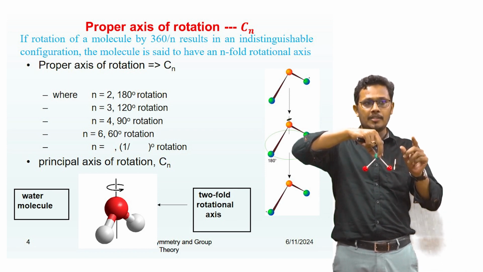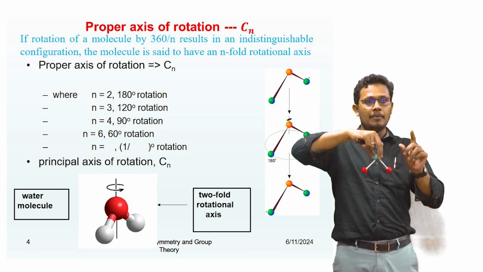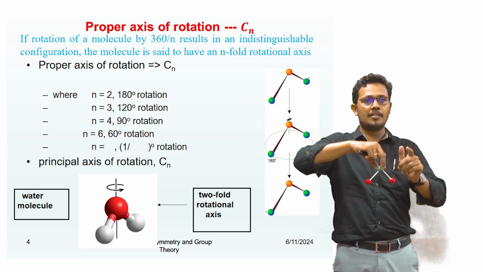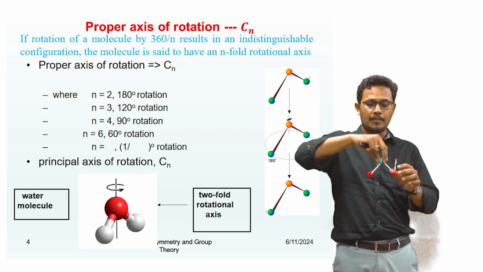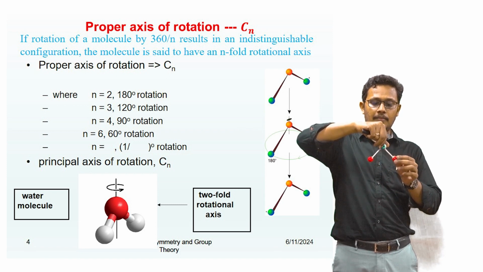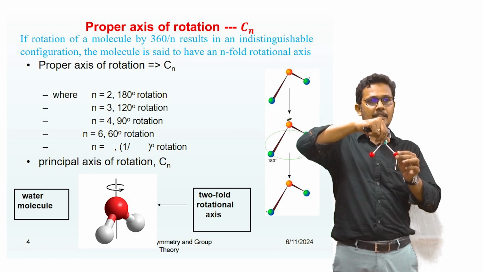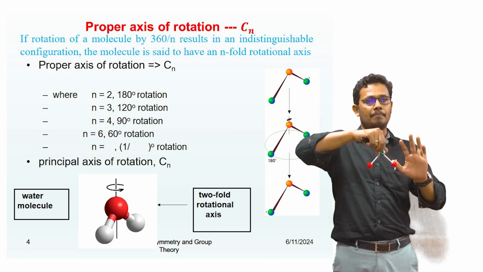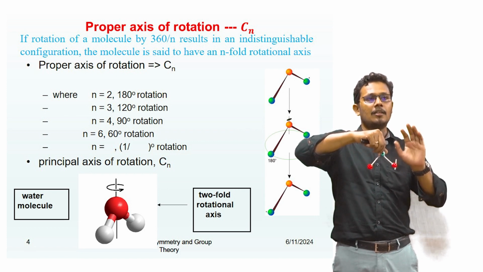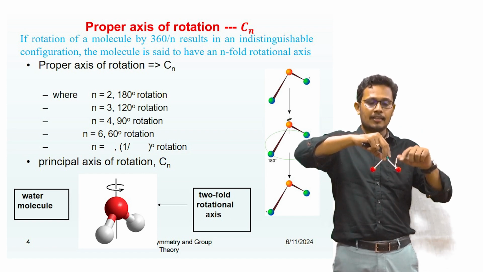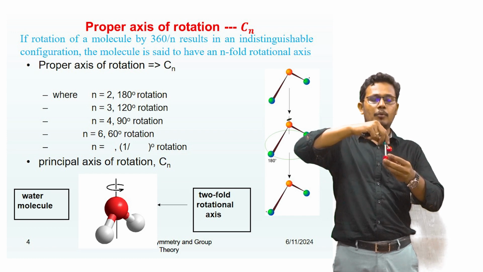The rotation should be 180. Why? Because we should get the original structure. That's why we are fixing the rotation to 180 degrees. So then you start rotating this molecule 180. See, you cannot differentiate the previous structure from this structure. It looks the same. That is actually the definition of symmetry. Again, if you rotate this molecule by another turn, which is 180, you will get the original structure.